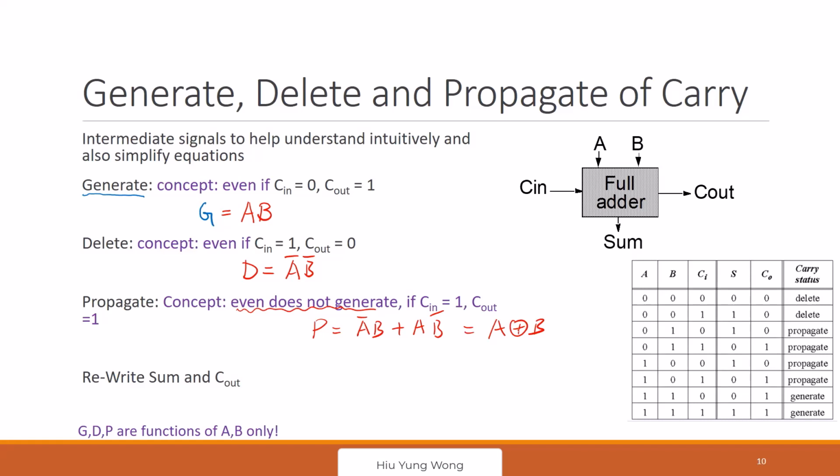So we have 3 different terms that we need to memorize: generate, delete, and propagate, right? If I have this concept, what is C out?